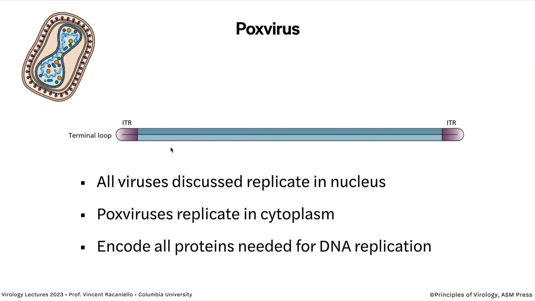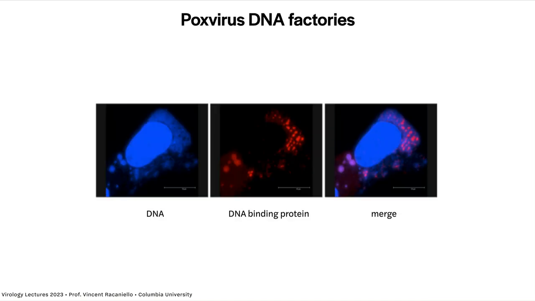And now the genome of pox virus is unusual. It is a long double-stranded DNA where the ends are covalently joined. There's no free 5' and 3' ends. Those have been covalently closed or chemically closed. And here's an experiment to show you the synthesis of pox virus DNA in the cytoplasm in what we call factories. They're areas of concentrated DNA synthesis.